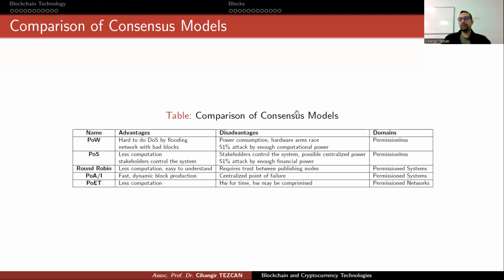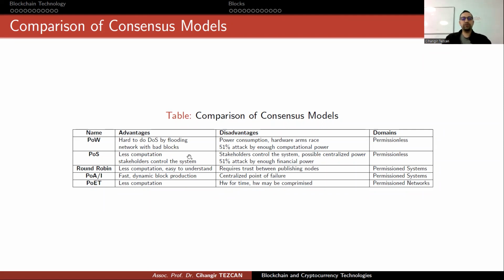51% attack: if your mining power is more than 51% of the computational power. But if it is not 51%, let's say it is 47%, you can still perform this attack. Your success rate will not be probability 1 or close to 1, but maybe 0.9, which means you can still perform the attack.